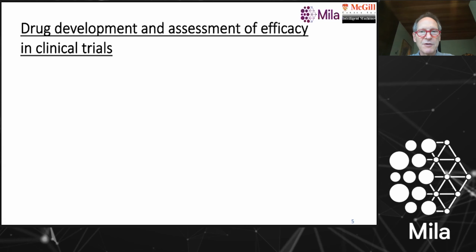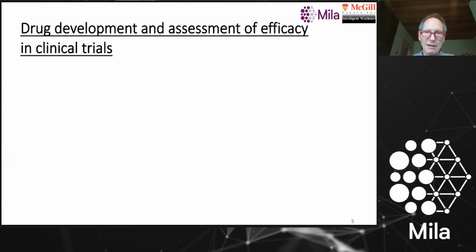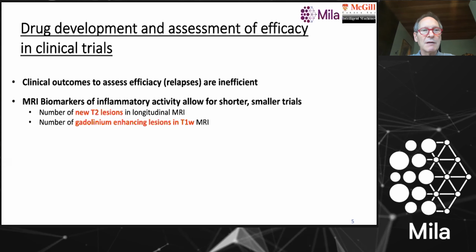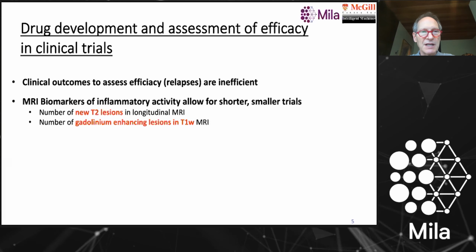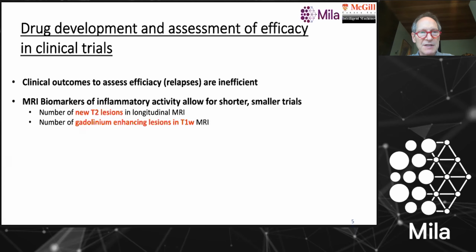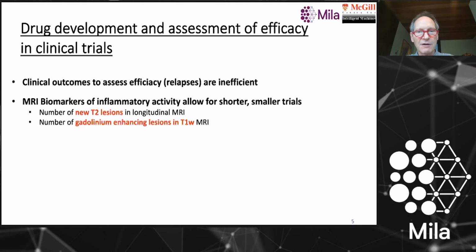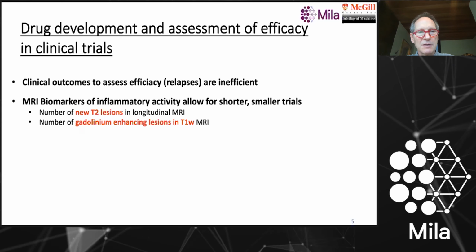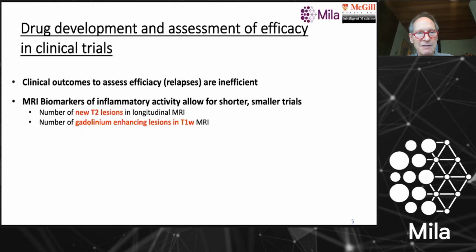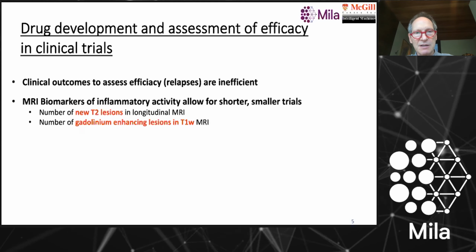This talk is concerned with drug development and assessment of drug efficacy, and this is usually done in what are called clinical trials. Clinical trials for MS at the end of their stage need to have clinical outcomes to assess their efficacy, primarily relapses, but this outcome is rather inefficient. It's noisy and does not occur at very high frequency. And so there is a heavy reliance on MRI biomarkers of inflammatory activity in earlier stages of MS drug development to allow for much shorter and smaller trials.